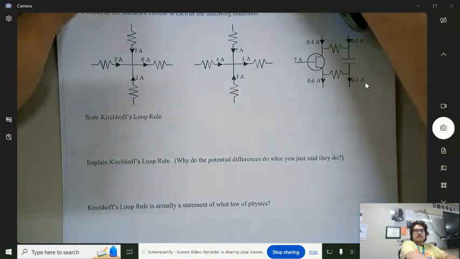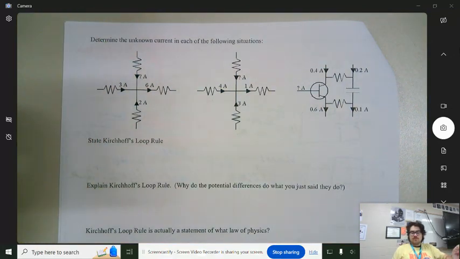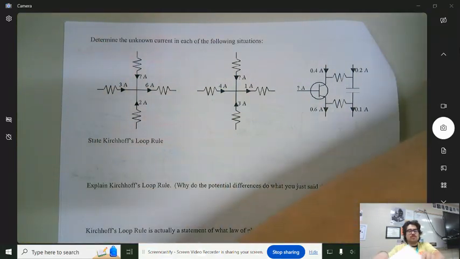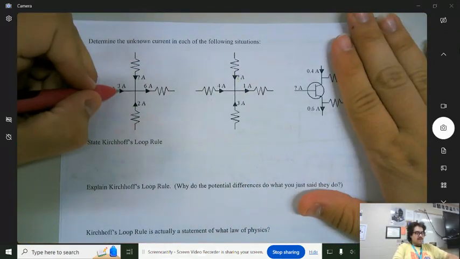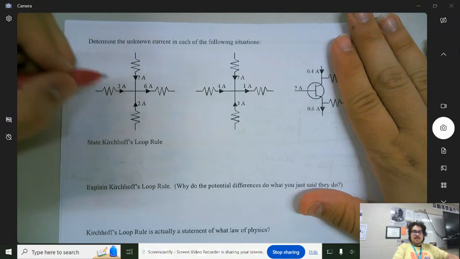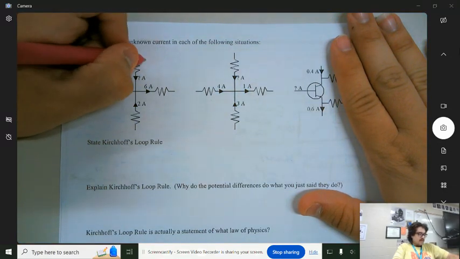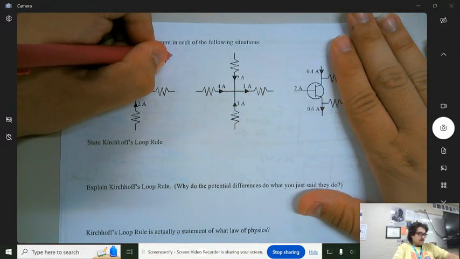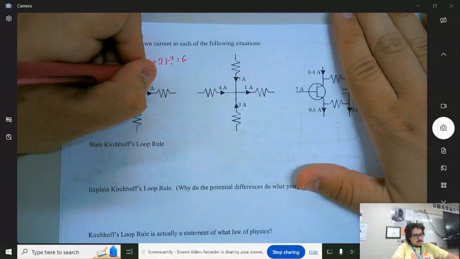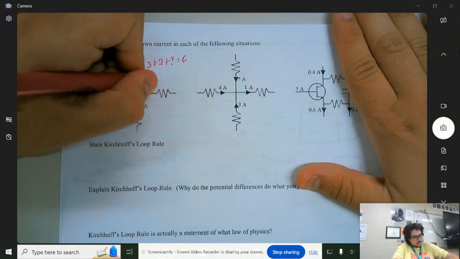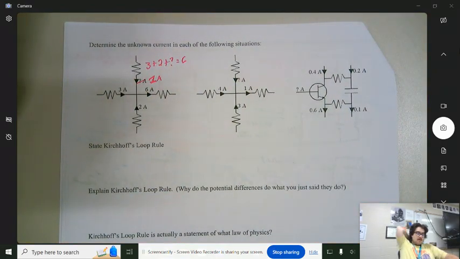So here's an example of finding the unknown current using the series rule and the junction rule. Every current that enters a junction must leave that junction. Entering the junction is 3 amps and 2 amps and an unknown amount, and exiting is 6 amps. So this would be set up as 3 plus 2 plus question mark equals 6. What's the question mark got to be? It's got to be 1 amp.